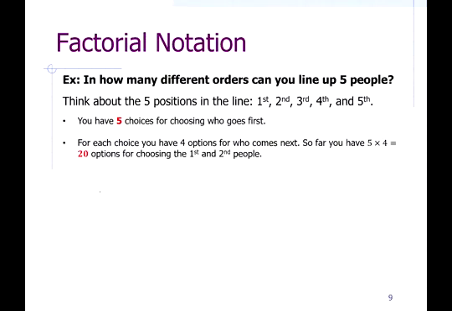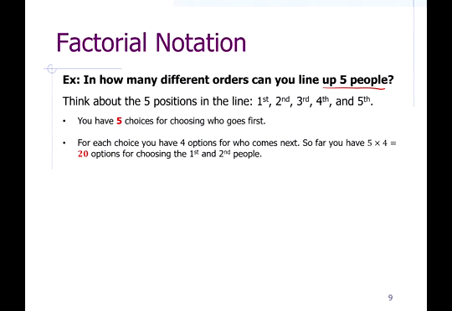All right, so let's look at this example. Think about, you have 5 positions in line, 1st, 2nd, 3rd, 4th, and 5th. And how many different ways can you line up 5 people? So you pick one person to be first in line, you pick another person to be second, and so on. All right, so you have 5 choices for who goes first. You've got 5 people. Pick one of the 5 people to be in their first position.